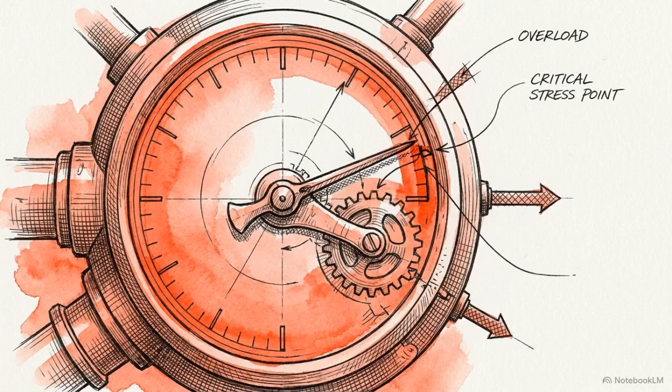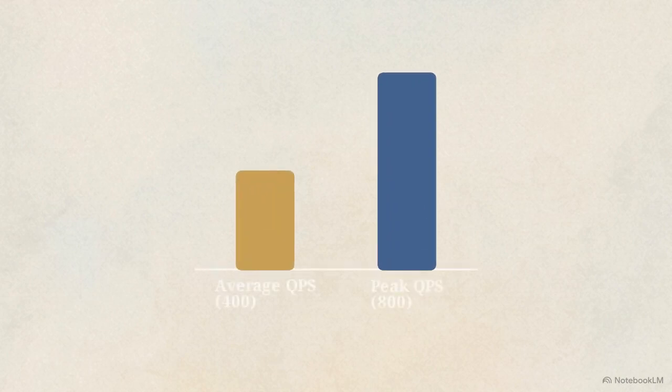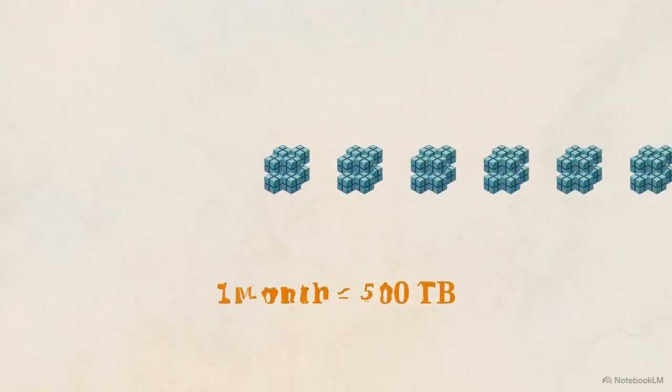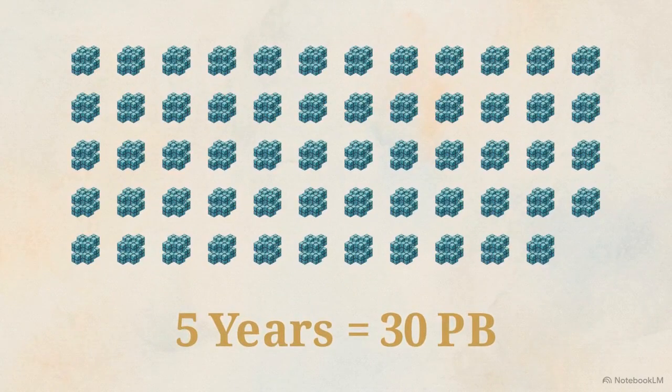However, since traffic spikes are inevitable, we must provision for peak capacity, doubling that requirement to 800 queries per second. The true bottleneck is the data's weight. Assuming an average page size of 500 kilobytes, 1 billion pages generate 500 terabytes of data monthly. Over a 5-year retention span, that compounds into 30 petabytes of required storage.